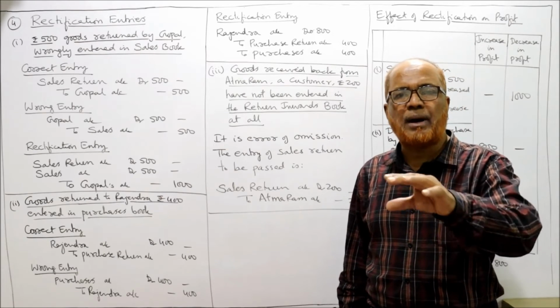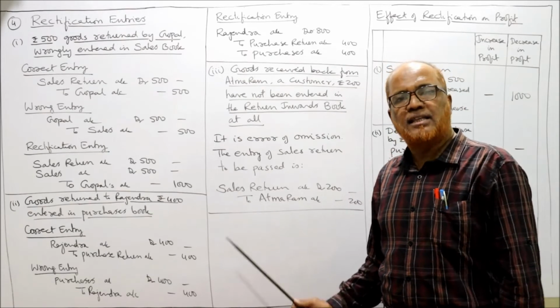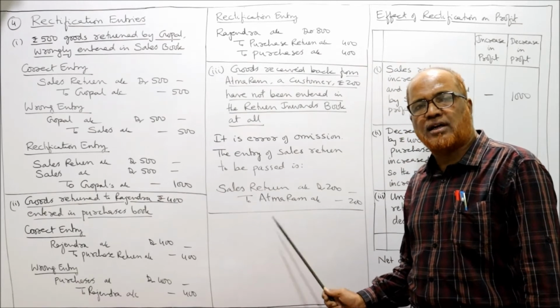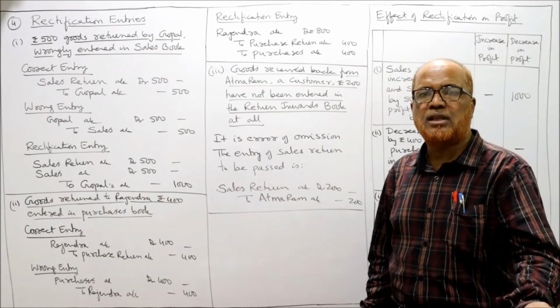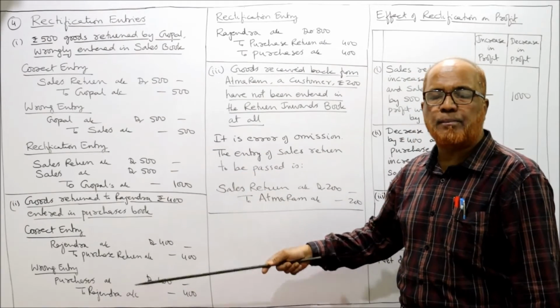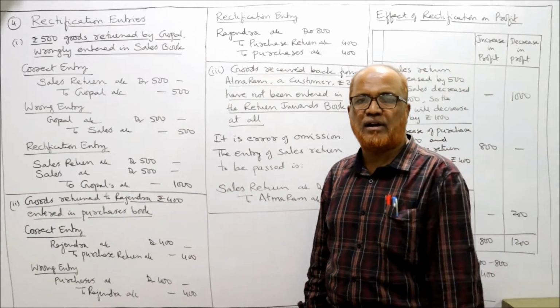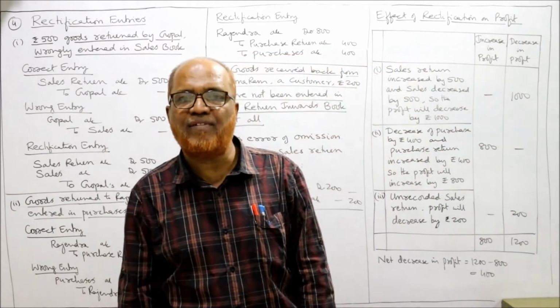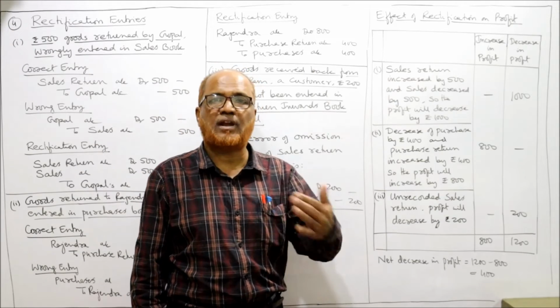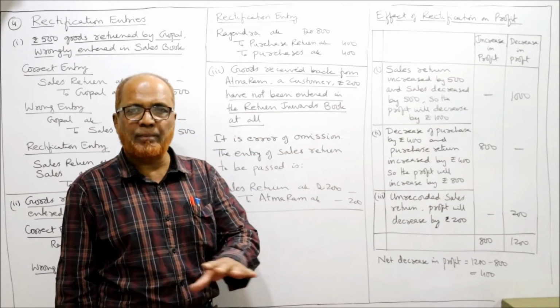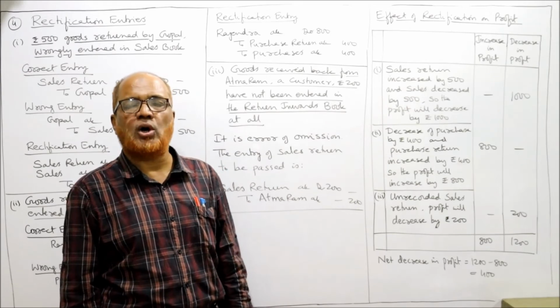Now it will be rectified by passing the entry of sales return. The sales return entry is sales return account debit to Atmaram account 200 rupees. That's all. This is the correct completion of rectification of entry. Now it is asking you what is the effect on the profit after rectification. After making the rectification, what is the effect on the profit?